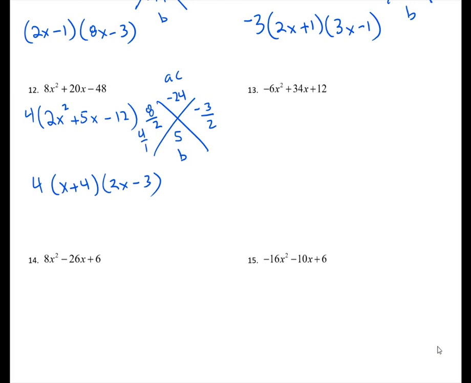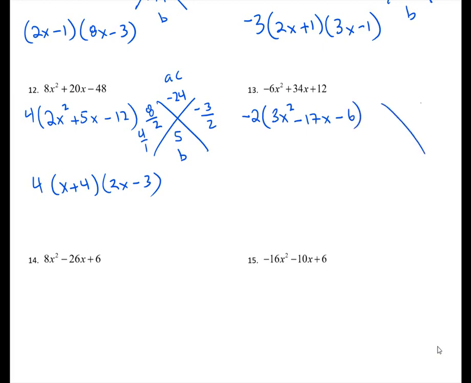Number 13, GCF. First of all, notice a is negative. So I'm going to take out some negative value. What's the biggest number that divides all of them? Let's say it'll be 2. So negative 2. I'm going to end up with a positive 3x squared. The sign will change. That'll be negative 17x and a negative 6.